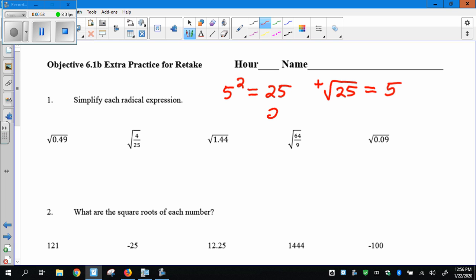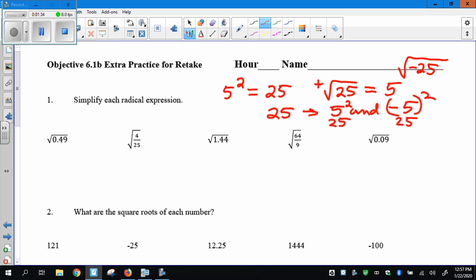Now every positive number has 2 square roots. So the positive square root of 25 is 5, and the negative square root of 25 is negative 5. Now, negative numbers don't have square roots because a positive times a positive is a positive, and a negative times a negative is also a positive. So it would be impossible to do something like this, the square root of negative 25.